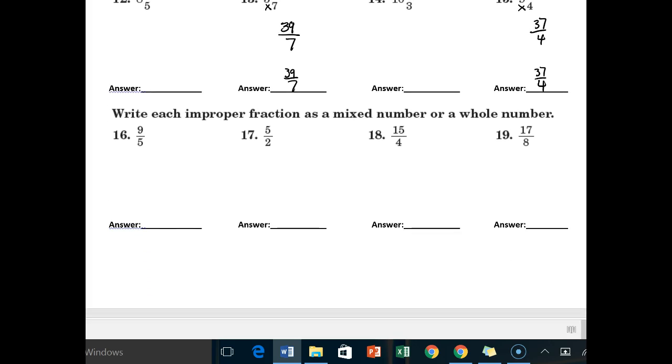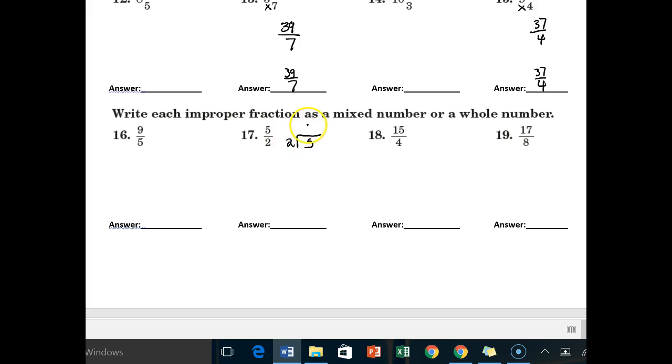17 and 19, it's the opposite. So we have an improper fraction. That's where the numerator is bigger than the denominator, and I want to make a mixed number out of that. I want to ask myself, how many times can I fit this denominator into that numerator, and how much will be left over? So I'll be doing a division problem. So basically I'll say 2 into 5, denominator into numerator.